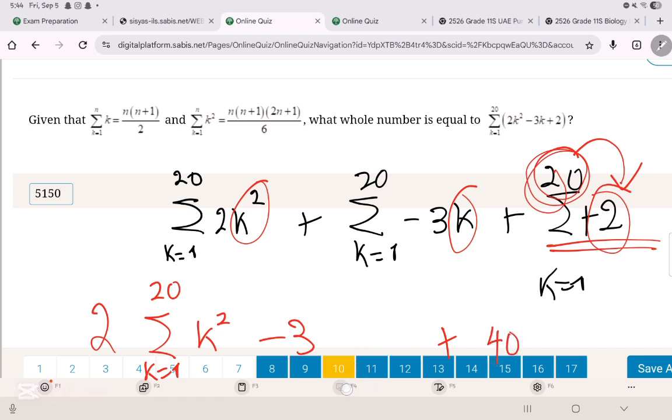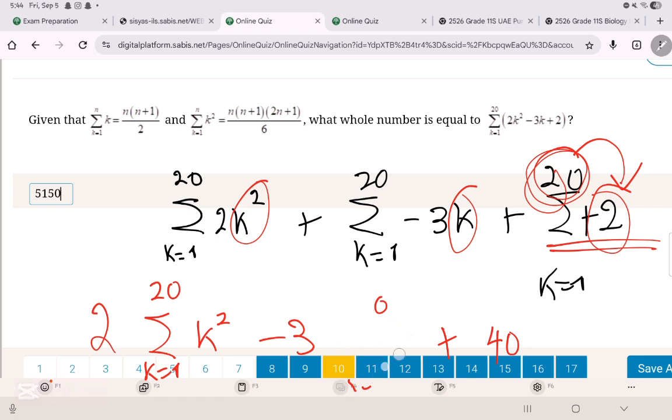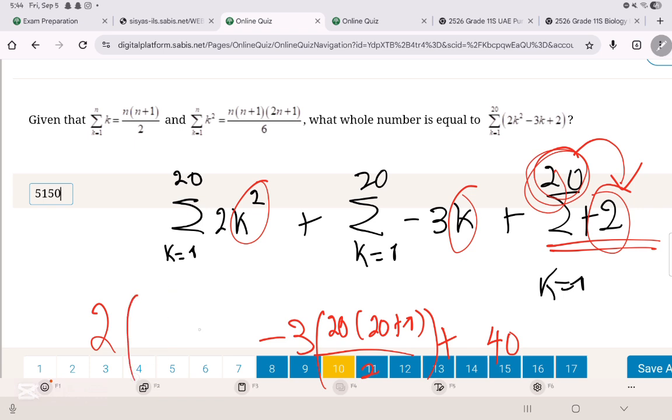Now, what do we need to do? We need to substitute each one by their value. So this is the same as, which one is the same as this one? And this, it's the same as this one. So all we need to do is to substitute them in their values. So let's erase. Again, our n is how much? Our n is 20, okay? So this is going to be 3 times 20 times 20 plus 1 over 2. And this one, you're going to erase it as well. And don't forget to put 20 instead of n. It's going to be 20 times 20 plus 1 times 2 times 20 plus 1 over 6.